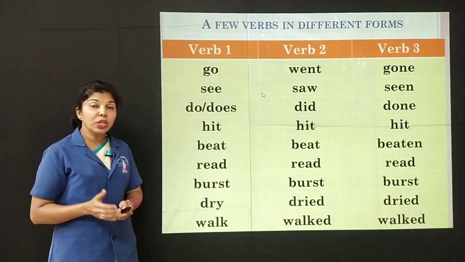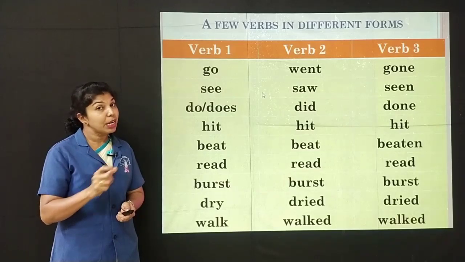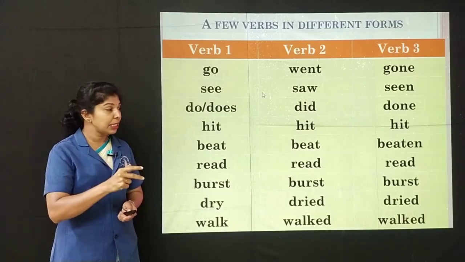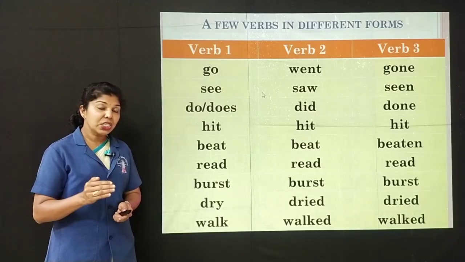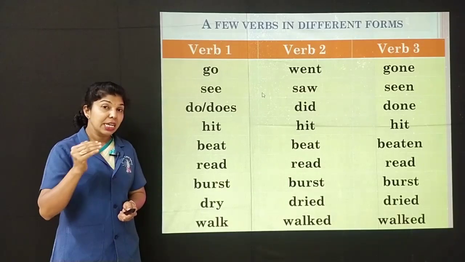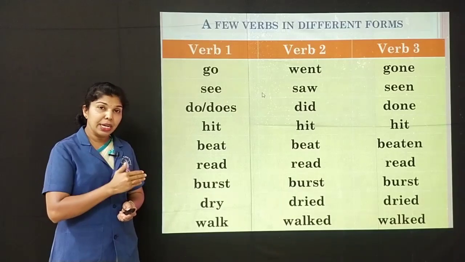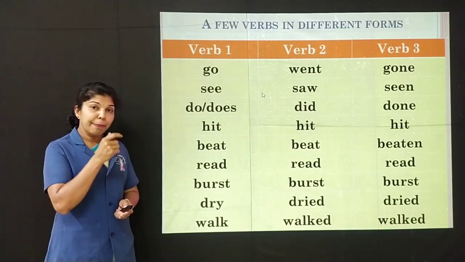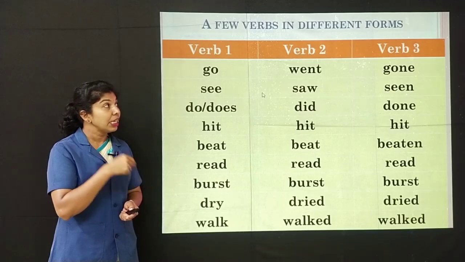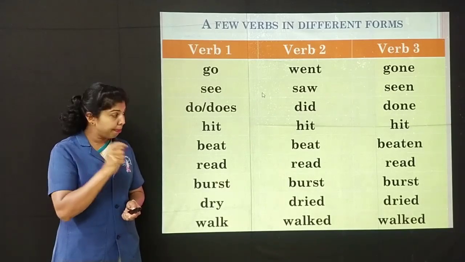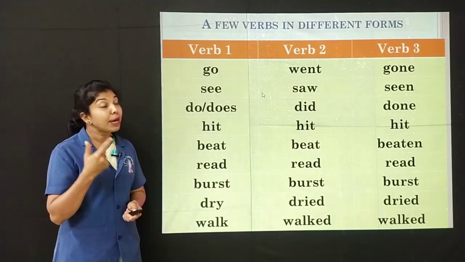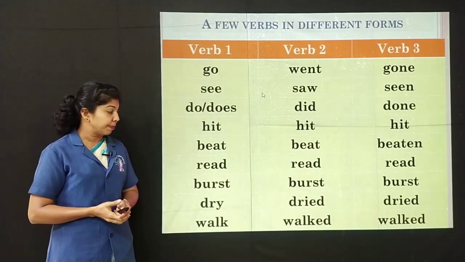There are some irregular verbs which remain the same in all tenses, in the present, past as well as the past participle form. Hit remains the same. Hit, hit, hit. Beat, if you see here, present it is beat. In the past, the spelling as well as the pronunciation remains the same. Beat, beat. Past participle form is beaten.